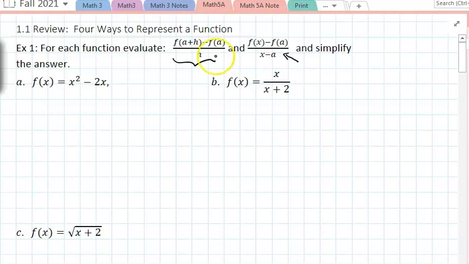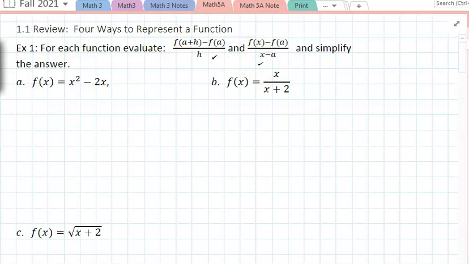The goal here is to eliminate the h in this difference quotient formula and to eliminate the x minus a in this secondary difference quotient formula. They're both representing average, but when we get there, I'll elaborate on the theory and how that works. So for each function, evaluate both of those and simplify the answer.